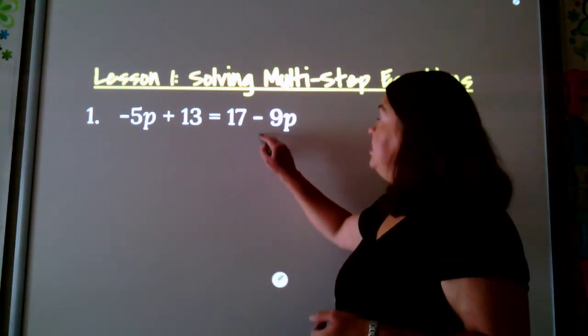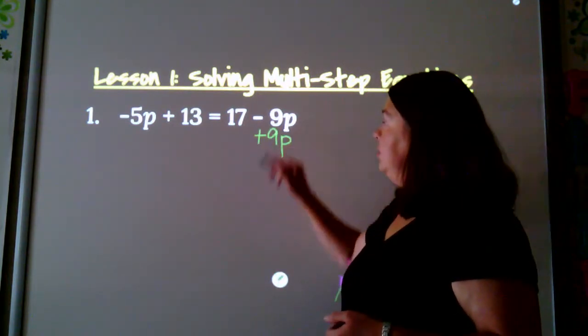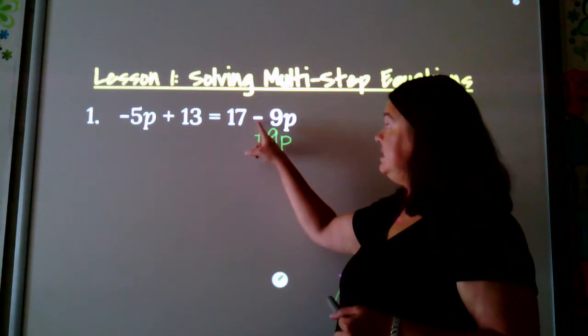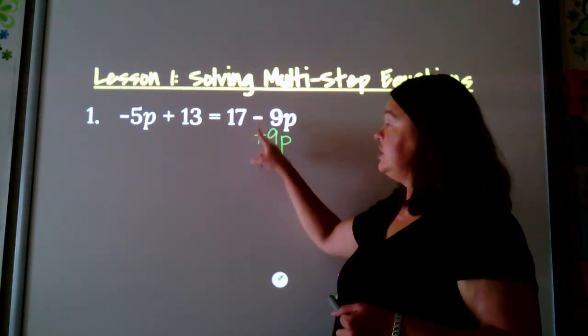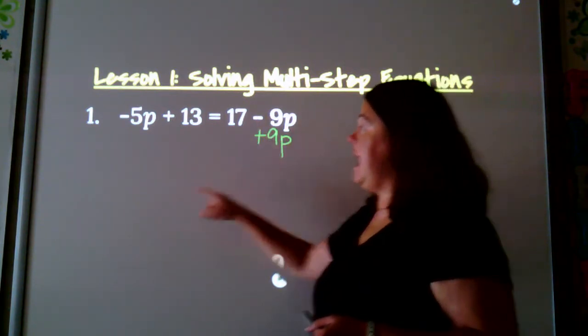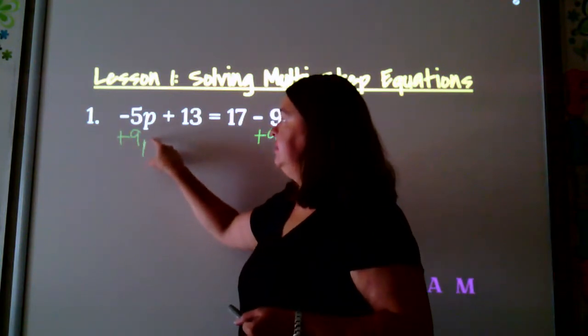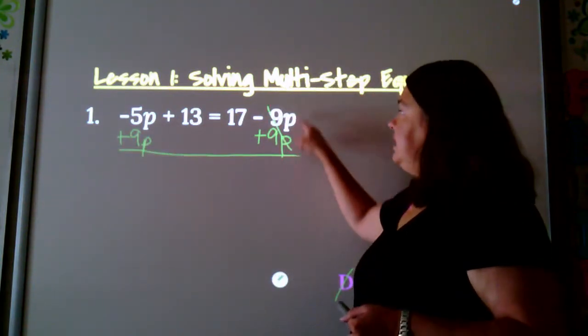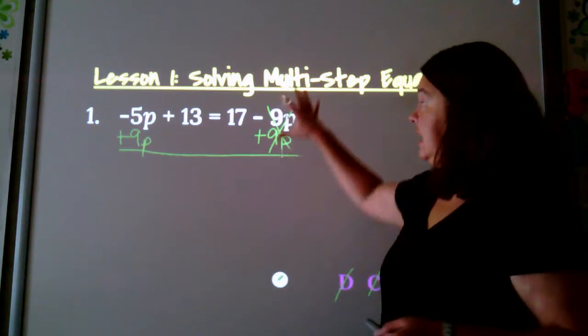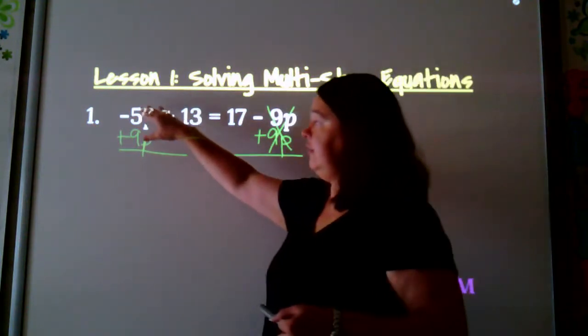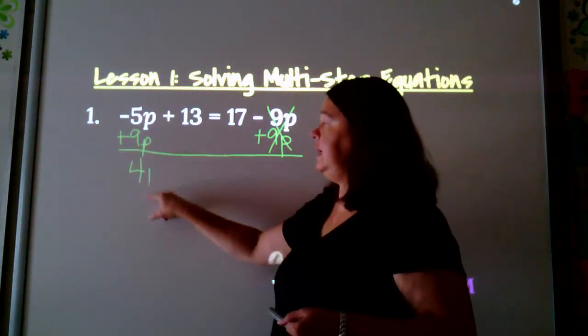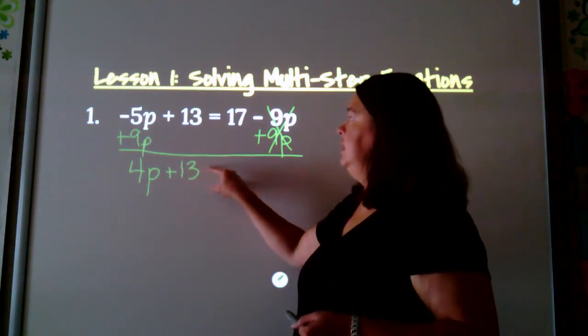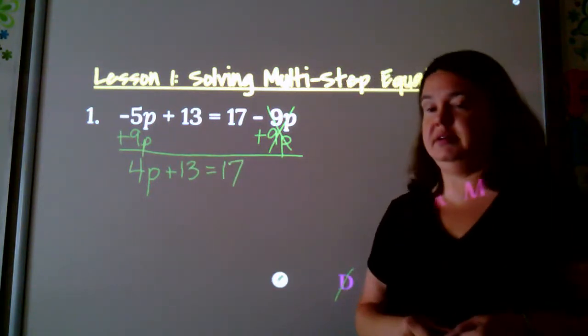So I'm going to do the opposite operation, or the inverse operation. I see subtract 9p. The inverse of subtract is add. So I'm going to add 9p to both sides. And when I do that, I get the zero pair that I can cancel out. And negative 5p plus 9p is 4p plus 13 equals 17.